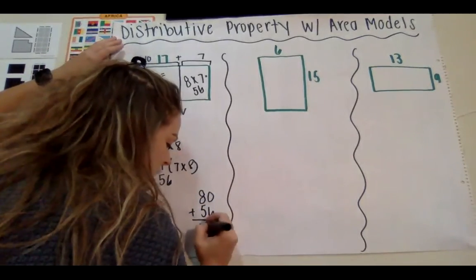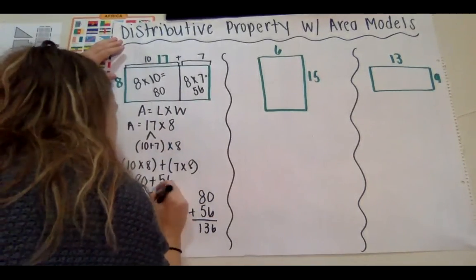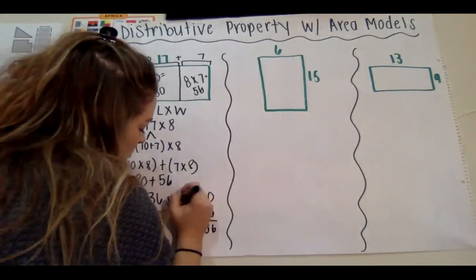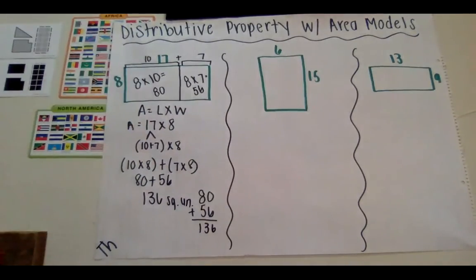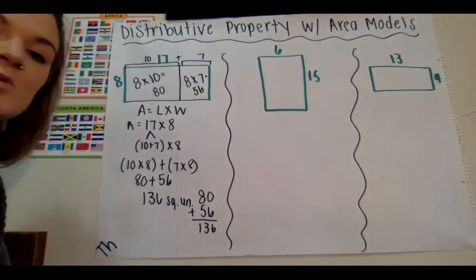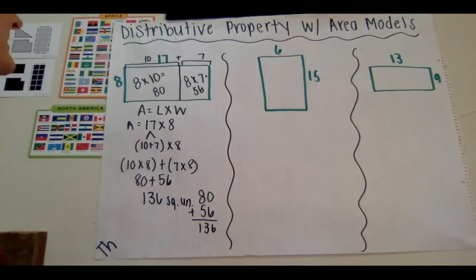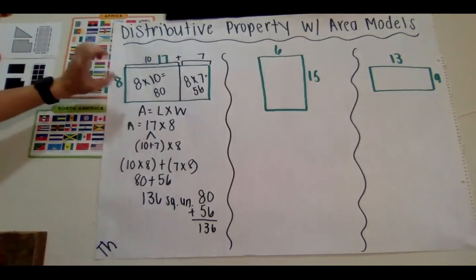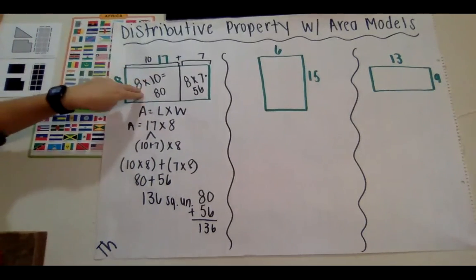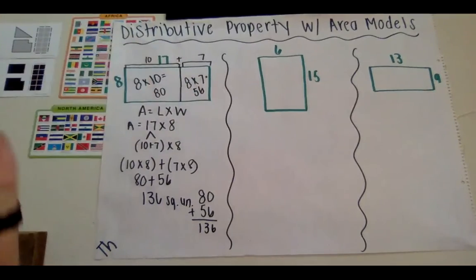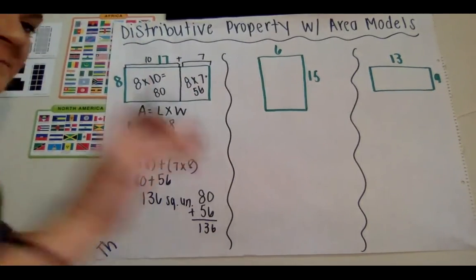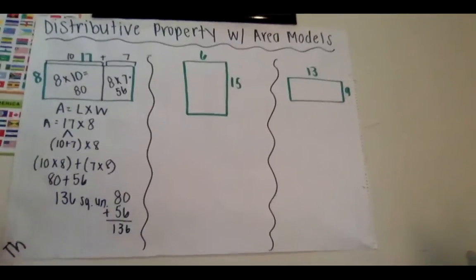136 square units. So my area is 136 square units. Basically, all we did was partition our rectangle into 2 smaller rectangles and then add them back together to find the area. So let's try that again with this one.